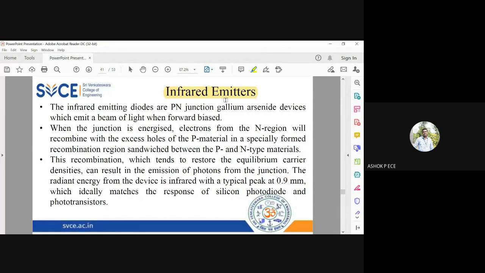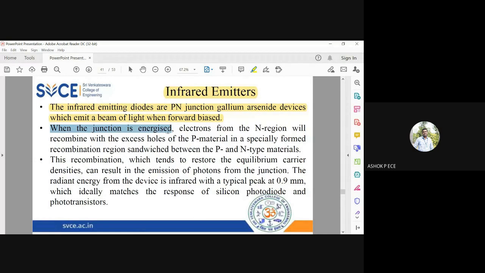Okay, so the infrared emission is possible when I am going to use only gallium arsenide as my material for my PN junction diode. So the infrared diodes are PN junction diodes made of gallium arsenide, and they emit IR light when they are forward biased. So this logic is same.